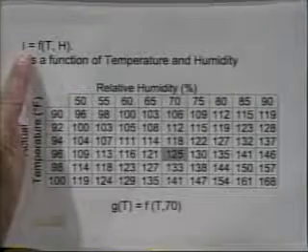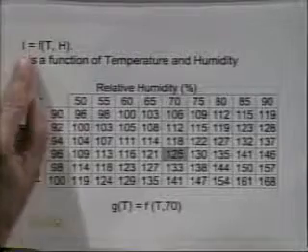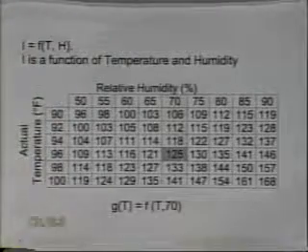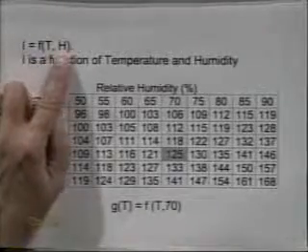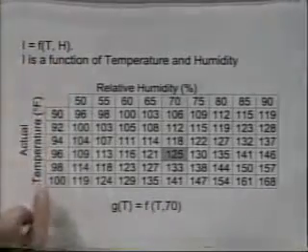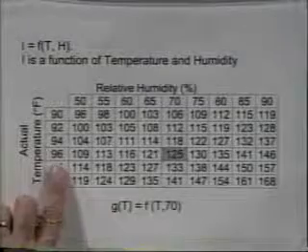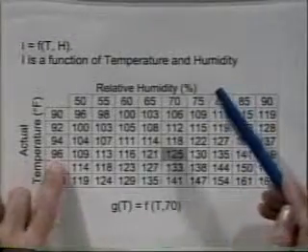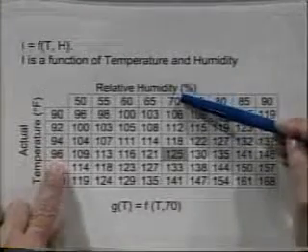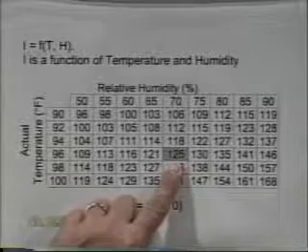I stands for your index of what the temperature feels like it is presently. And your index of what it feels like to you, whether it's hot or cold, is a function of what the temperature actually is in the room and what the humidity is in the room. So if you look at this chart right here, when the temperature is 96 and the humidity is 70, it feels like it's 125 degrees.